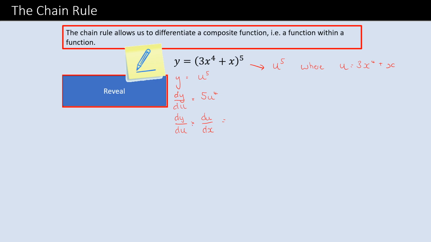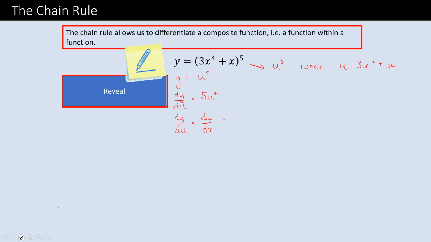Take a look at what's on the numerator and the denominator for each of the fractions here. On the numerator for this fraction, we've got du. On the denominator for this fraction, we have du. What that will do, in inverted commas, is cancel those two things out to get us dy by dx. It's not a proof, but it is what we're going to look to do.